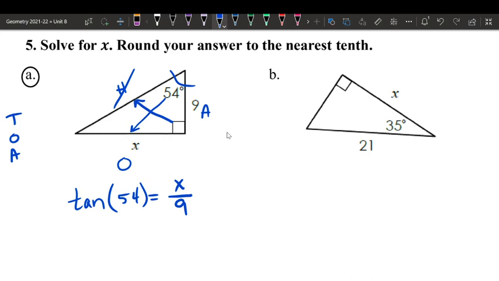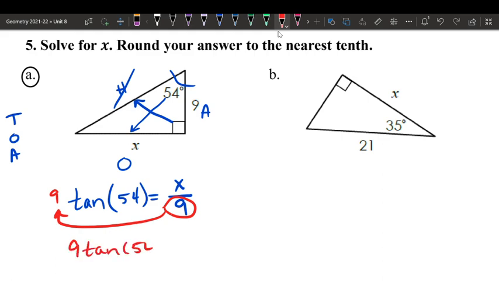We're almost ready for a calculator, but not quite yet. Before you put it in the calculator, you need to solve for x. So I have x divided by 9. To get the 9 out of the denominator, I multiply. The short version of that is: if you have a number in the denominator, move it in front of your trig function. So this is going to be 9 tangent 54 equals x.